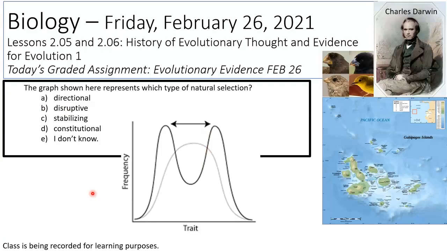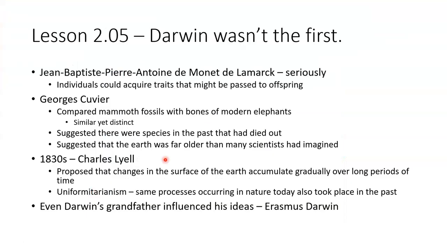So let's keep going here. We are going to talk about how Darwin wasn't actually the first. Charles Darwin wasn't the first person to think of things in an evolutionary way. Jean-Baptiste Pierre Antoine de Monet de Lamarck, that's seriously his name, observed early on that individuals could acquire traits that might be passed to offspring.